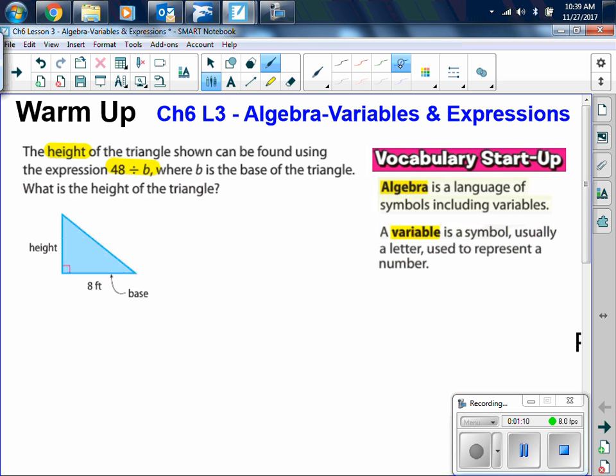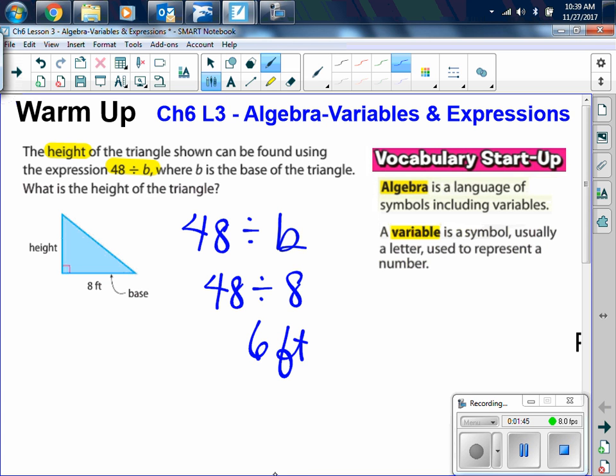So here we're going to write down the expression 48 divided by b. And now we're going to substitute the value for the base. So the value for the base is 8. So we're going to substitute 8 in for b. So we have 48 divided by 8, and 48 divided by 8, of course, is 6. So the height is 6 feet.